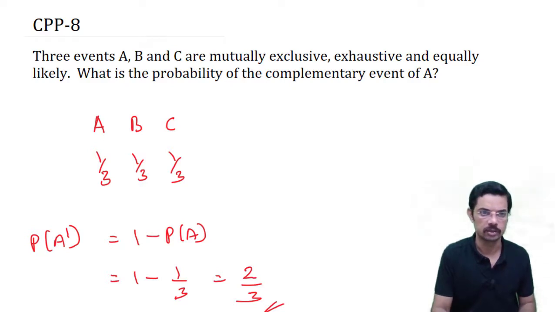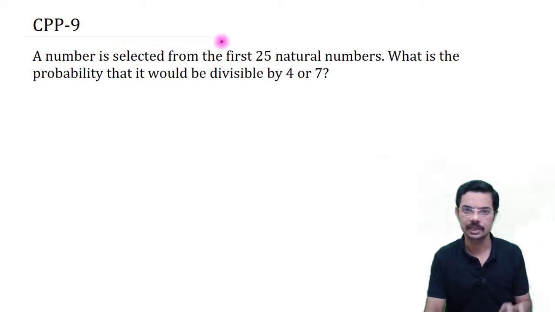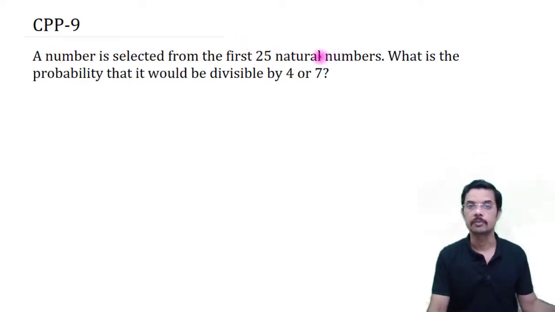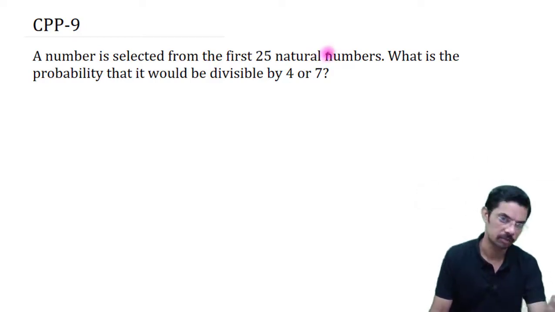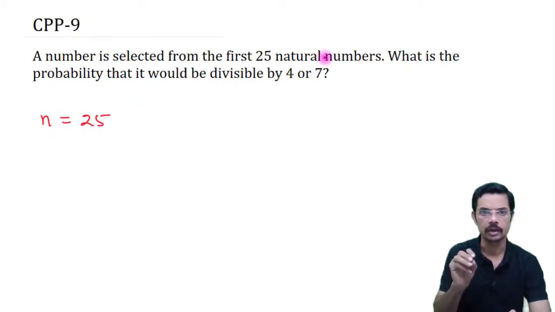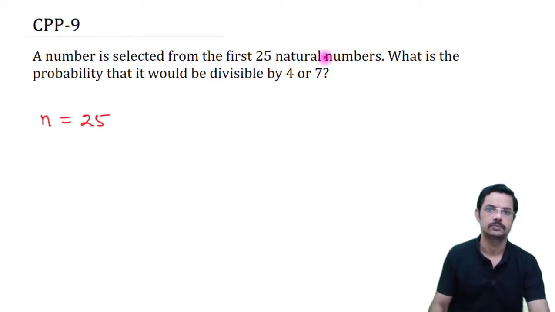Next question, question number 9. In this, a number is selected from the first 25 natural numbers. So that can be done in 25 ways. So the total number of ways is 25, so n in this case will be 25. One number out of 25 numbers can be selected in 25 different ways. What is the probability that it will be divisible by 4 or 7?